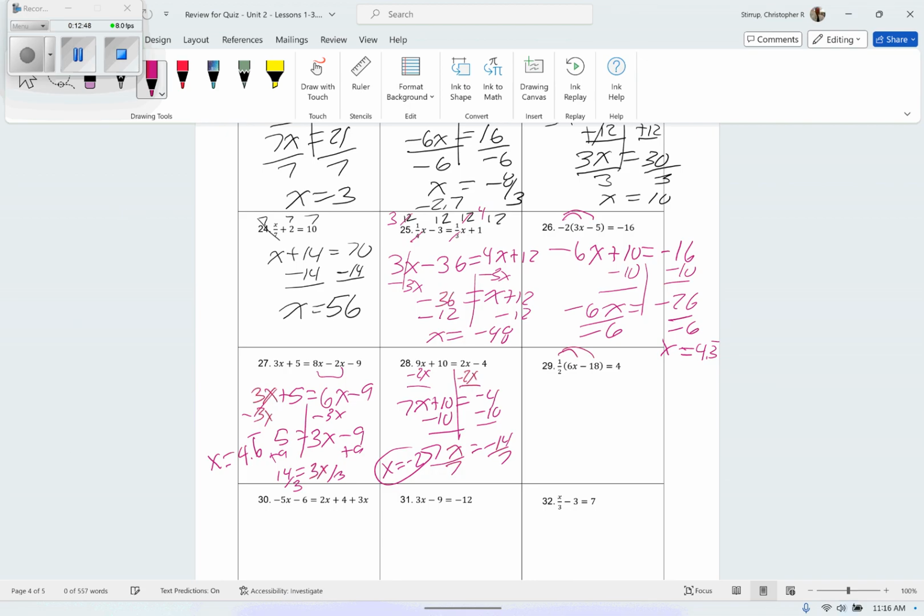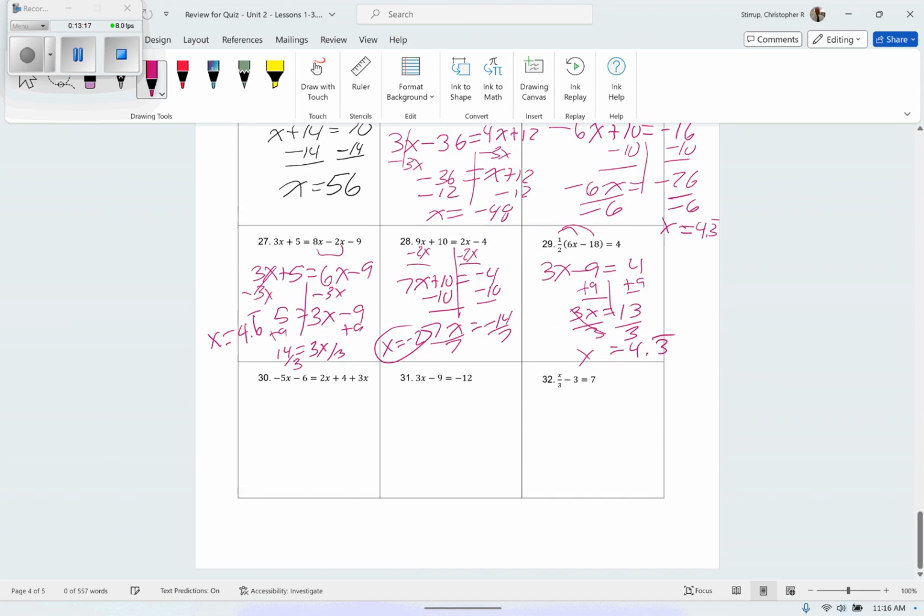For this one, I could probably distribute the half. So that's going to give me 3x minus 9 equals 4. Notice I didn't have to multiply the half over to the 4. And then I'm going to go ahead and add 9 to both sides. So 3x is equal to 13. Divide each side by 3. And then if you want to do it on your calculator, go 13 divided by 3. You could leave it as 13 over 3, but it comes out to 4.3 repeating forever.